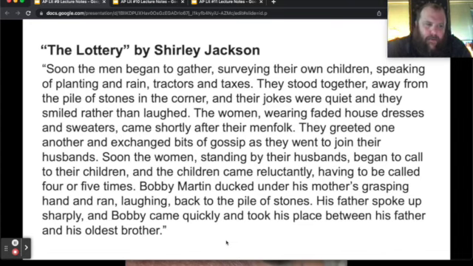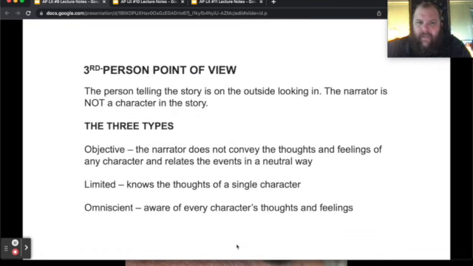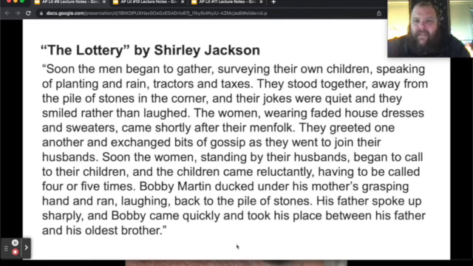All right. So as I go through, I want you to be asking yourself what point of view The Lottery is written in. And so which of these is it? We know it's third person. This lecture is about third person, but is it objective, limited, or omniscient? How do you know? Right. So let me read the piece. All right. This is an excerpt from The Lottery by Shirley Jackson, and it says this.